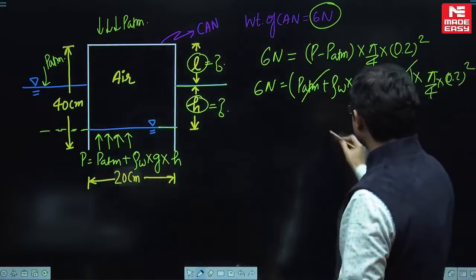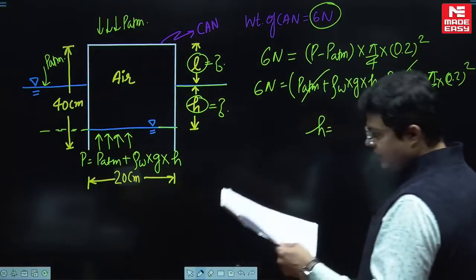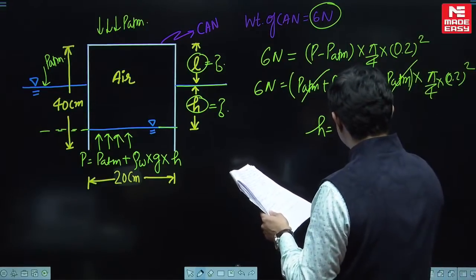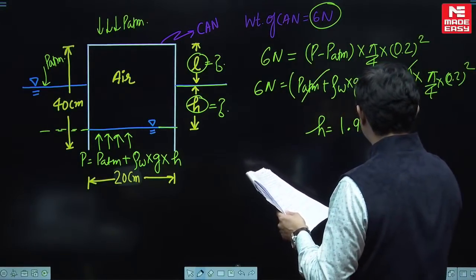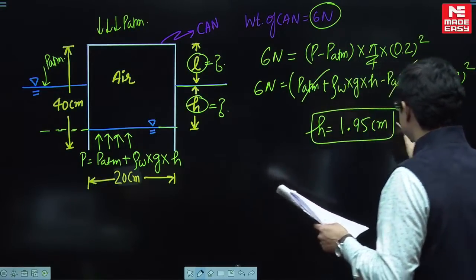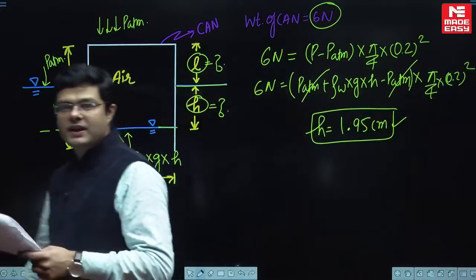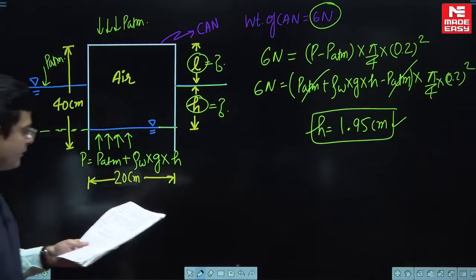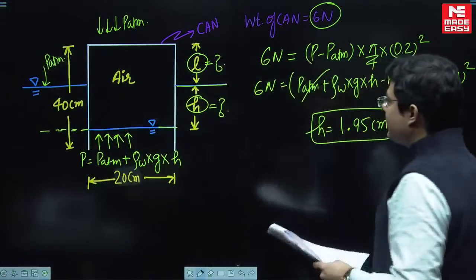There is only one unknown in this problem, which is h. So when you find the value of h, my dear students, this will come out to be 1.95 centimeter. Excellent problem. Very good.